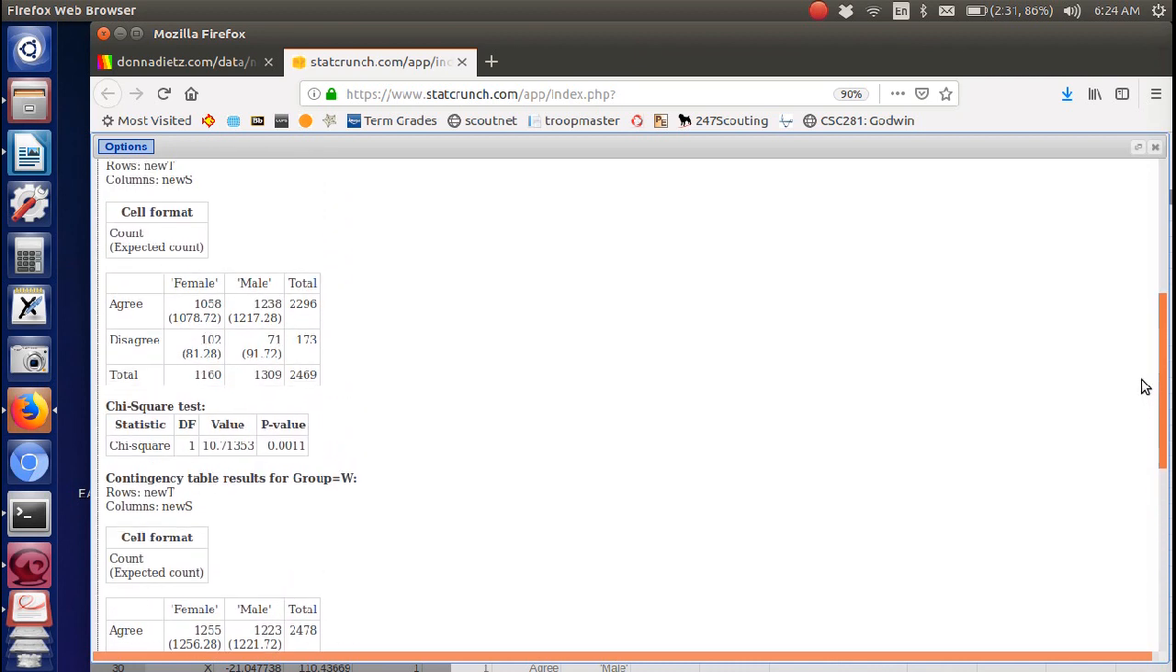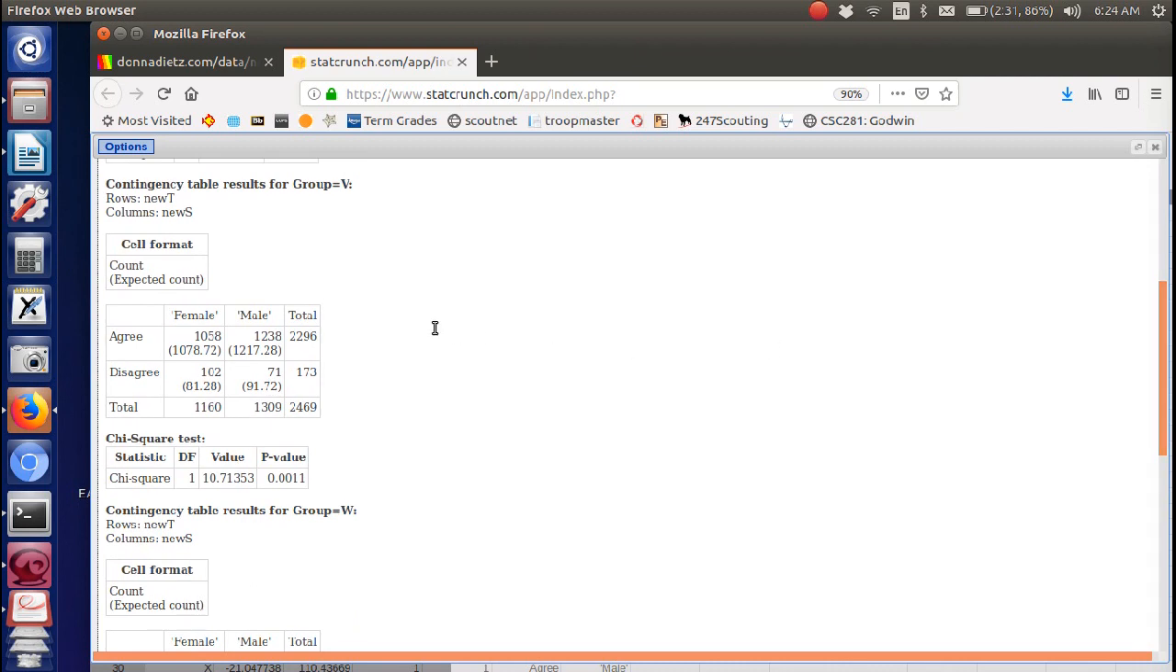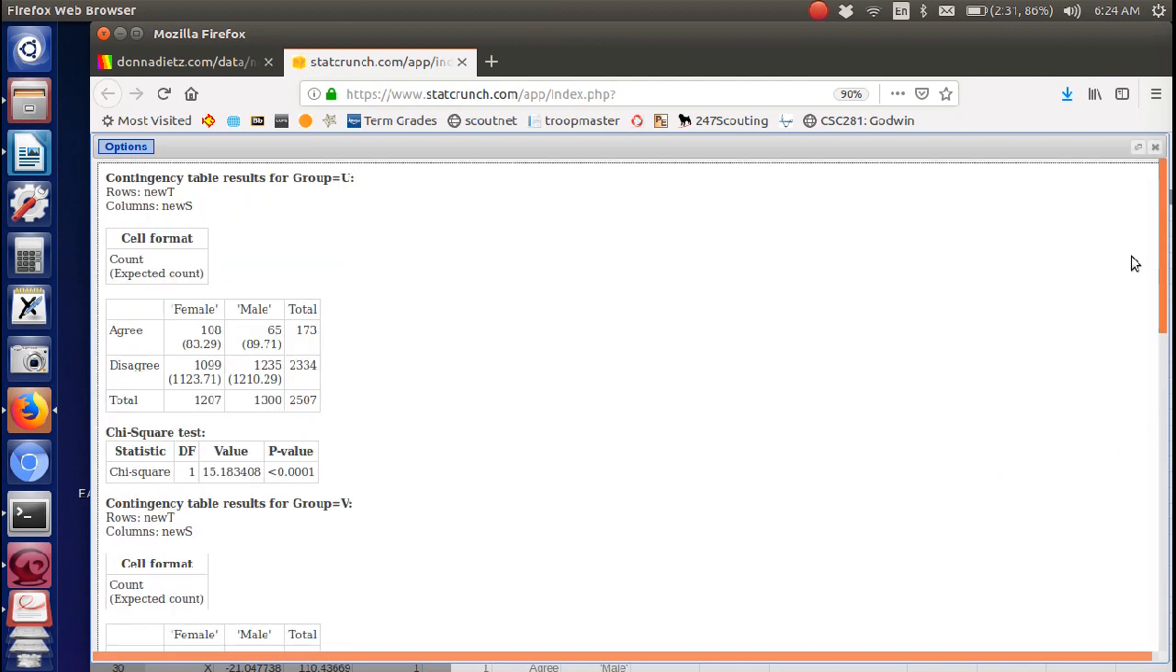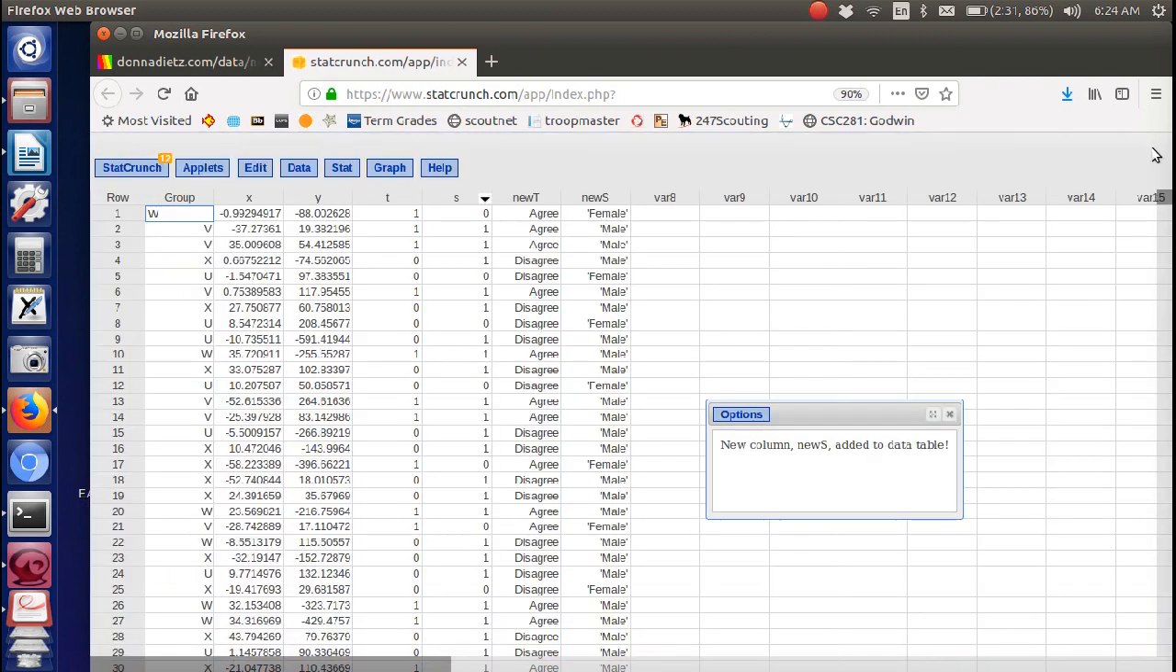Okay, we didn't do V yet. Females are less likely to agree. Aha, this one goes the other direction. Here, males are more likely to agree and females are more likely to disagree with whatever the survey is saying. So in this case, the correlation is in the opposite direction as the other two, because here males are more likely to agree. So you write that up in your write-up and pick at least one group to talk about.